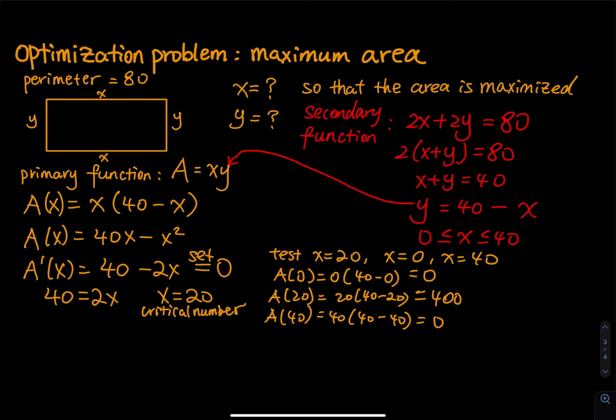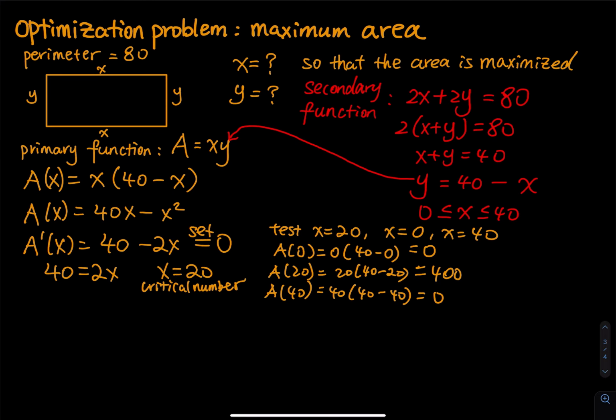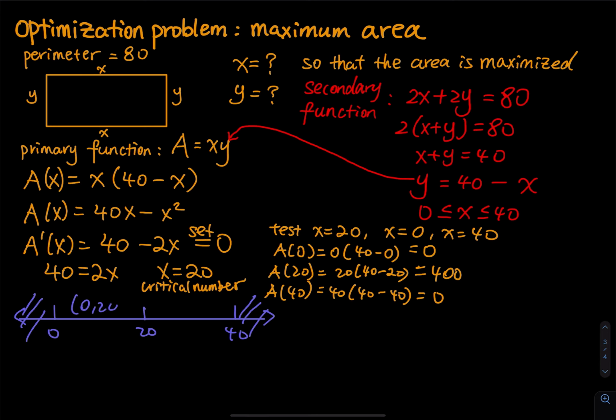So how about using the sign chart? Using the sign chart, you have one critical number, right? So one critical number, and then you drop that down. Let's use a different color to give you some contrast. So 0, 20, and then 40, we block everything off. So this is from 0 to 20, and then this is from 20 to 40.